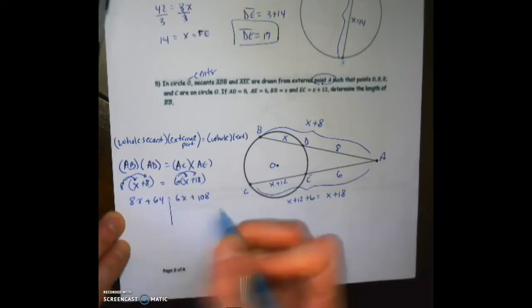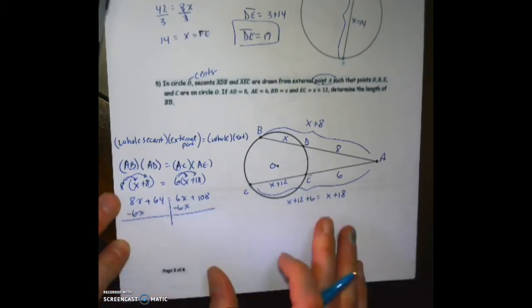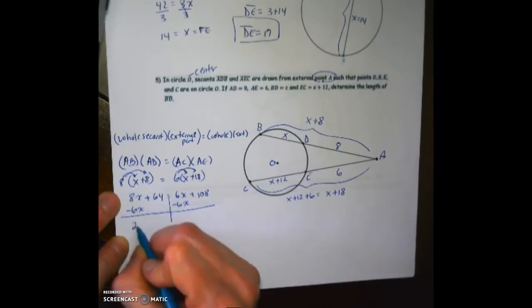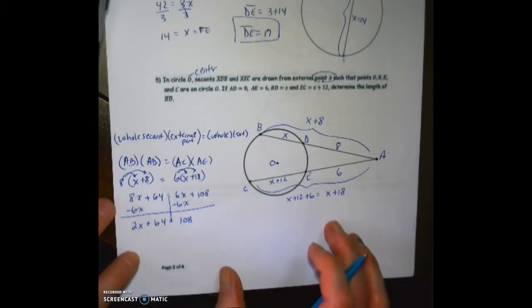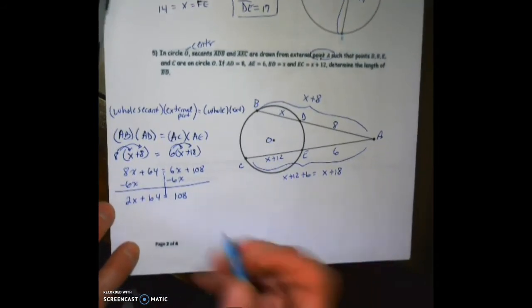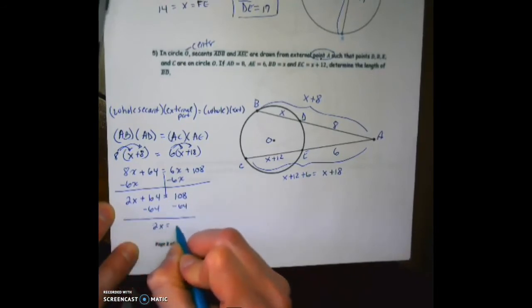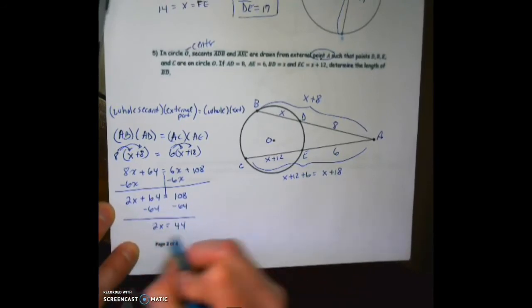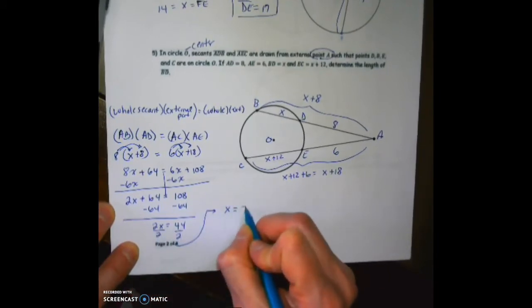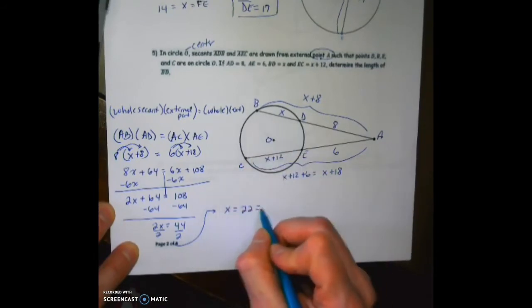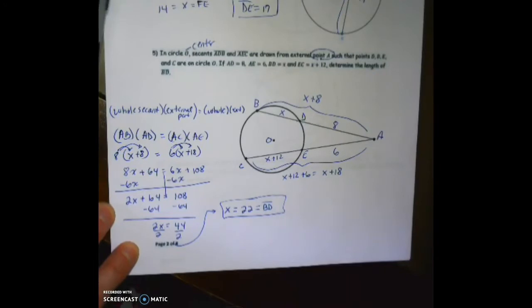Now, there's different ways to start this. I like to have all my X terms on one side, so my first step is going to be to subtract 6X from both sides. So 2 times X plus 64 equals 108, and always feel free to pause the video, try it on your own, you could always come back. I'm going to subtract 64 from both sides to get 2 times X equals 44, and then I'm going to divide by 2, and that's going to give me X to be 22, and we said X is actually equal to the length of BD. And you are done with this problem.